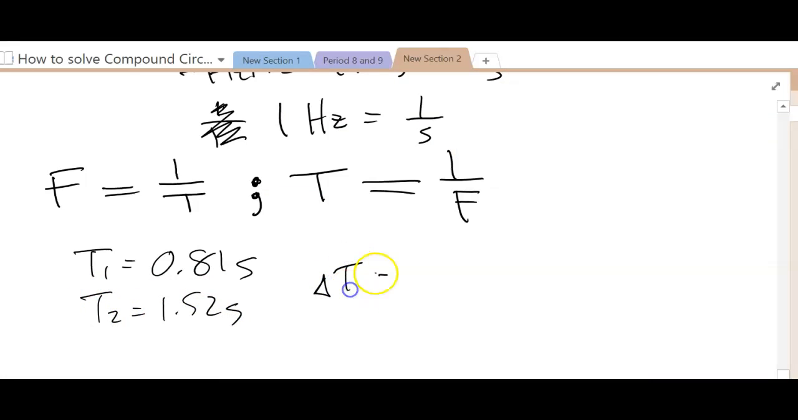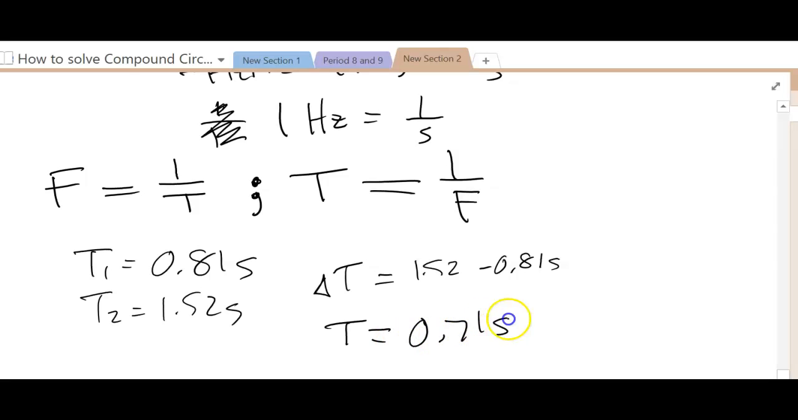So the delta T, the difference between them, is 1.52 minus 0.81 seconds. The time for one full back and forth oscillation then becomes 1.52 minus 0.81 equals 0.71 seconds. That's the period. The period is that it takes 0.71 seconds for one complete oscillation.